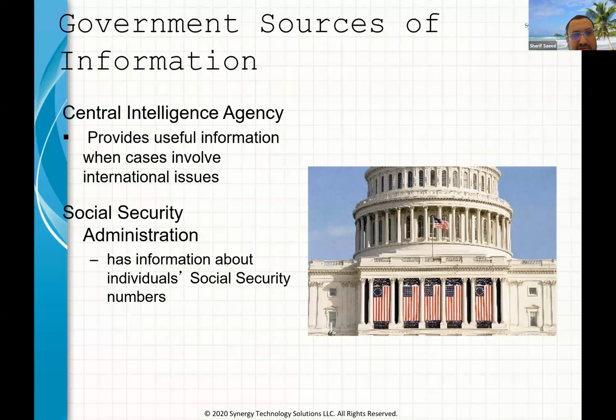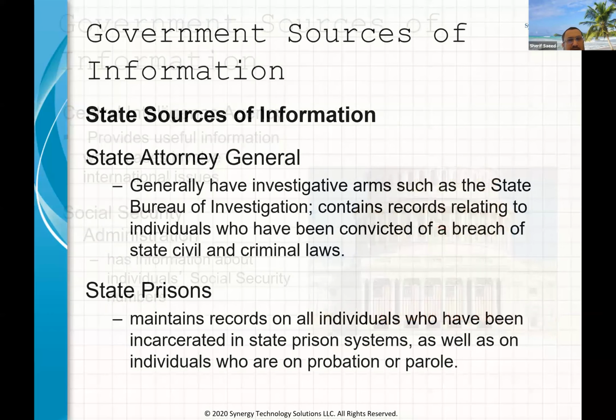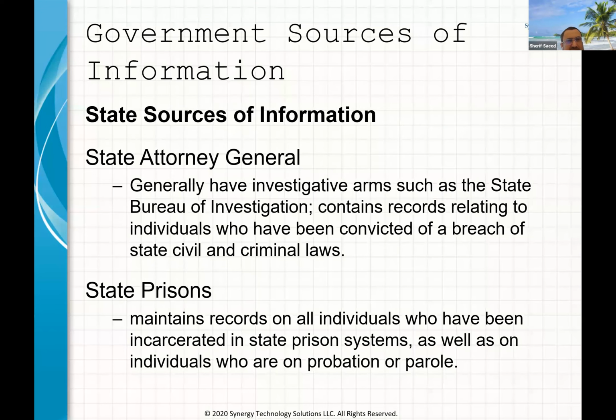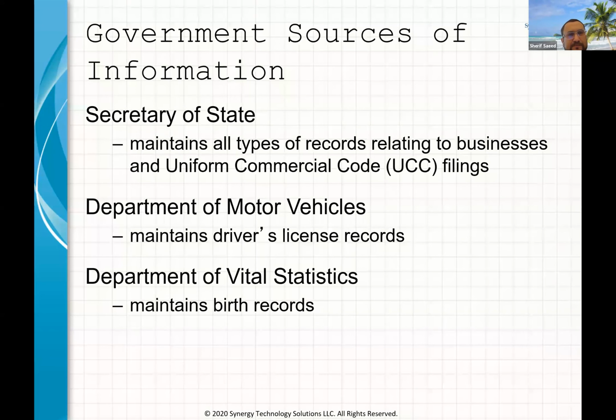Social Security Administration usually has records of all the payments and all the tax information related to my social security number. They can give you a lot of information about the individual. At the state level, in the US case, the state attorney general's office and state prisons also have a lot of information. Again, you have to look at it from the context of the country you're operating in. It just gives you an idea. Department of Motor Vehicles has a lot of information about the individual, their driving record, the driver's license, any violations. Department of Vital Statistics has the birth record information, the parental information, and family information.